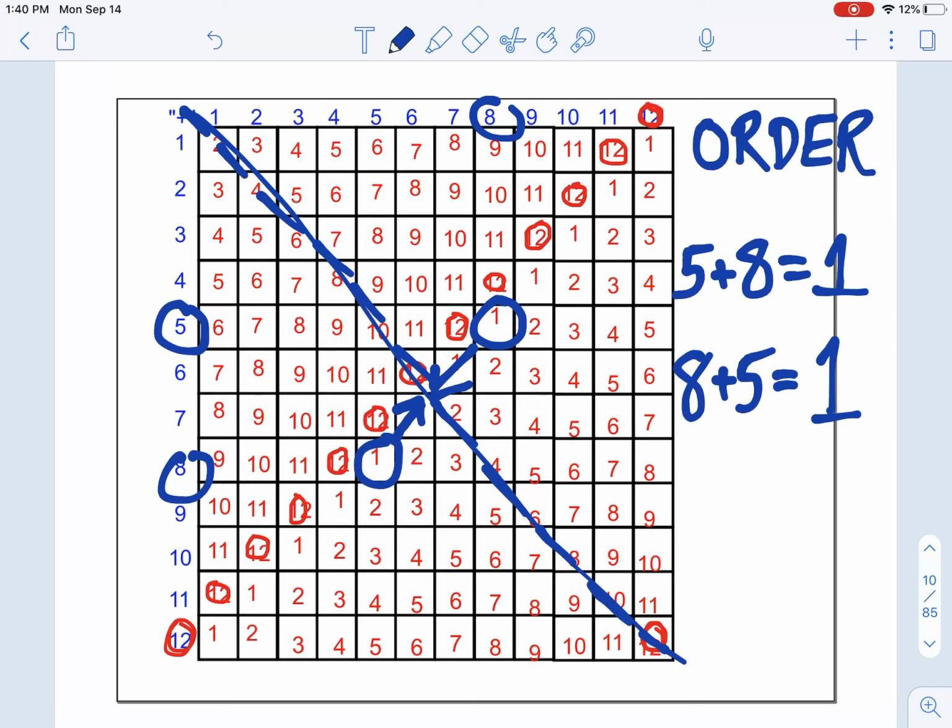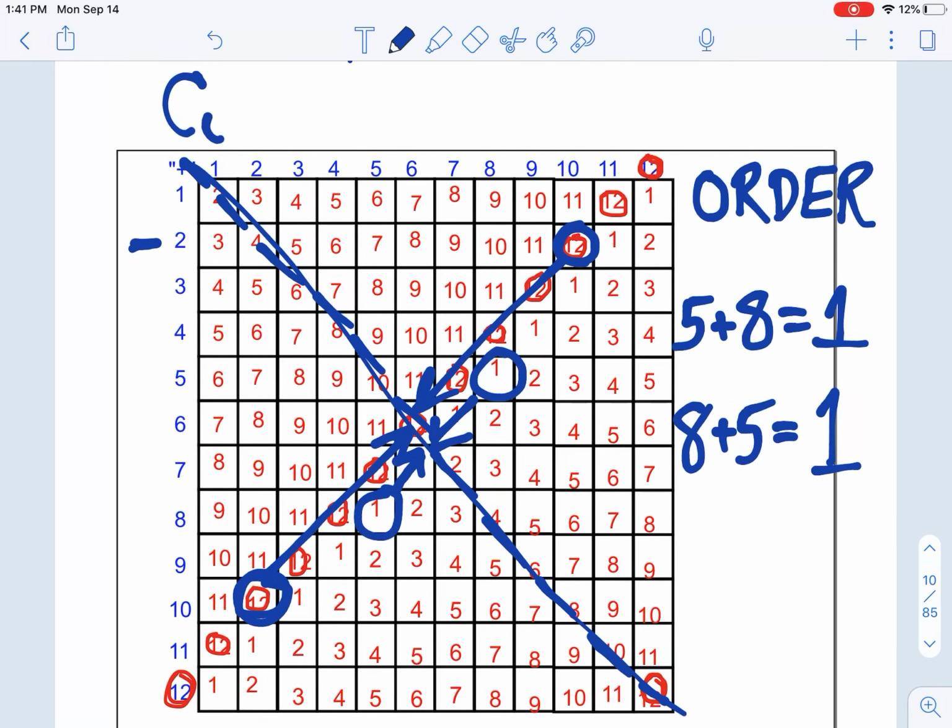Let's take another example. What if I was doing, let's see, 10 plus 2. So 10 plus 2 is right here. And now let's look at 2 plus 10. So I look at 2, I go over to 10, here's 2 plus 10. So the distance from here and the view into the mirror is the same. So this property holds true in this clock arithmetic. This property is called the commutative property.